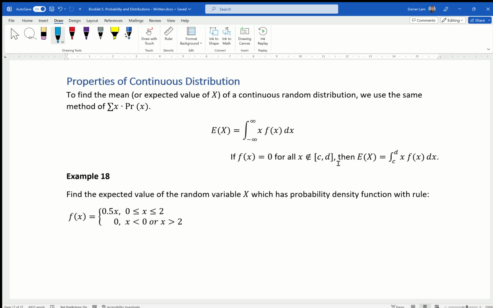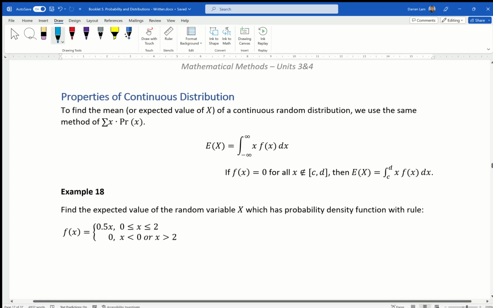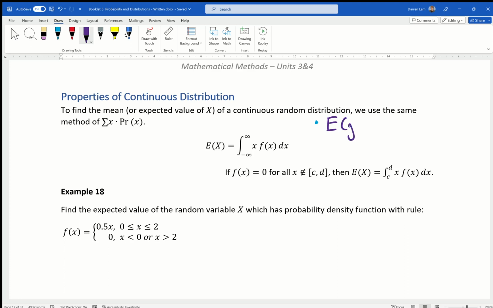A couple of things I'd like you to write down. One of them is just a general reminder. I'll write it up here. A reminder: E of g of X does not equal g of E of X. Let's erase that. There we go. E of X. Just a general reminder.